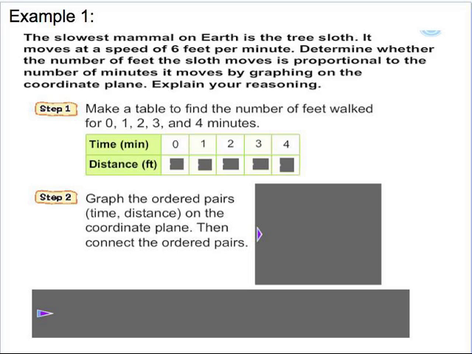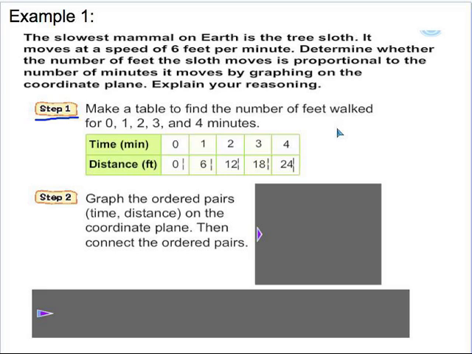So the first thing that we always need to do is to organize our data. In order to organize our table data here, the easiest way to always do this is to make a table. This is what we did with the last lesson as well. So we know we have a time and then a distance that's covered. Well, we know at 0 minutes the sloth has not moved at all, so he has moved 0 feet. But after each minute he moves 6 feet more. So after 1 minute he's moved 6 feet. 2 minutes he's moved 12 feet. 3 minutes he's moved 18. 4 minutes he's moved 24, and so on and so forth.